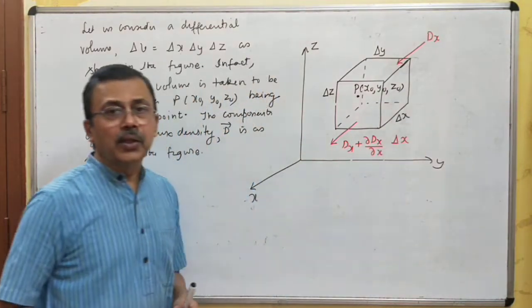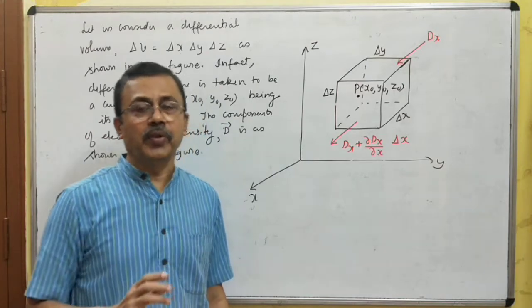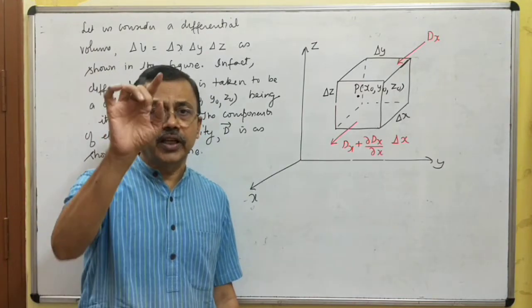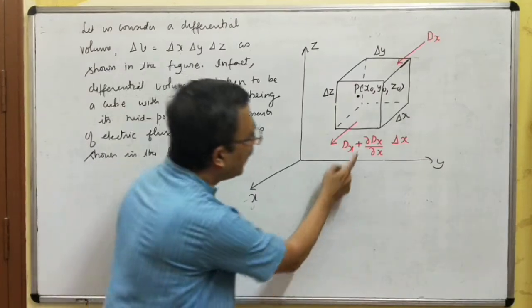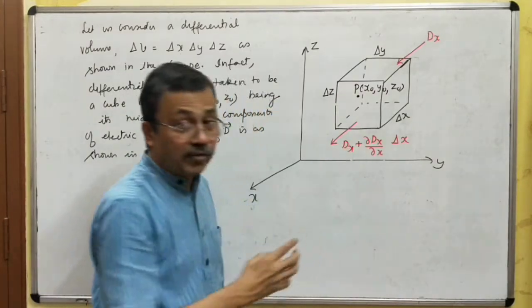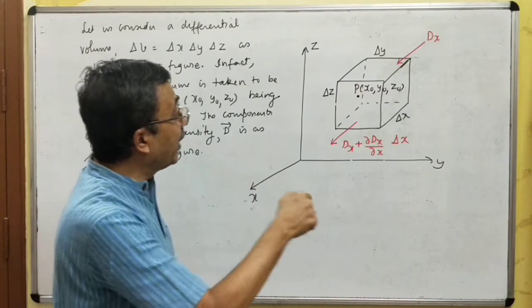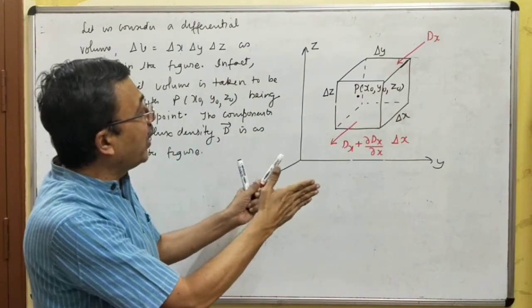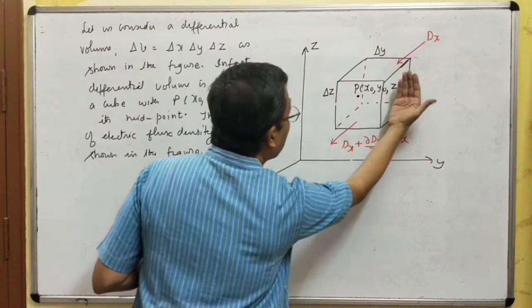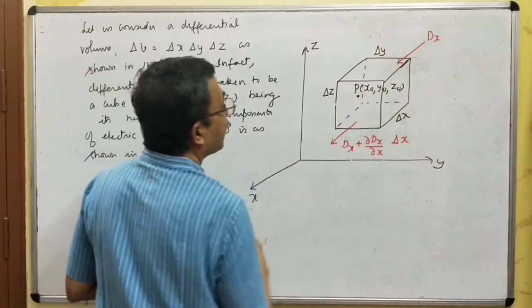Rule of 3. Cost of 10 mangoes is 10 rupees. What is cost of 5 mangoes? 10 by 10, so cost of 1 mango multiplied by number of mangoes. Similarly, dou Dx by dou x gives the variation of Dx per unit length in the x direction. Then multiply that variation by the distance between the back face and the front face, which is delta x.